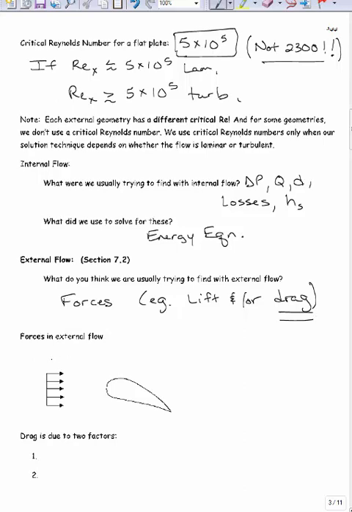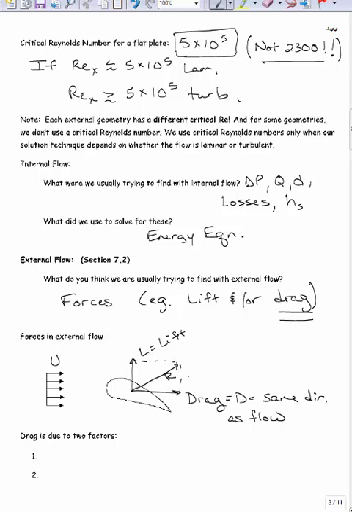So if we have forces in external flow, let's talk about what lift and drag are. If you have an incoming velocity, or this wing is actually moving into the still air, that velocity U, drag is the force that's going in the same direction as the flow. And then lift is what is perpendicular to that. Okay. In the end, you would get a resultant for this particular case like that.